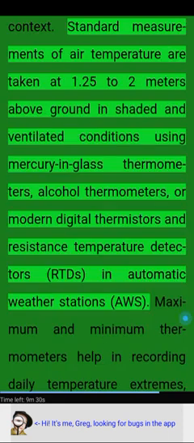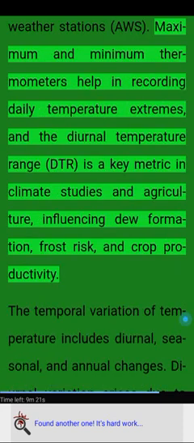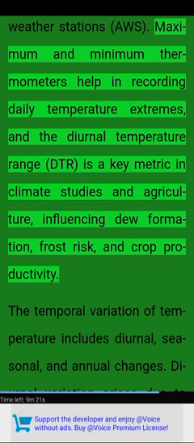Standard measurements of air temperature are taken at 1.25 to 2 meters above ground in shaded and ventilated conditions using mercury-in-glass thermometers, alcohol thermometers, or modern digital thermistors and resistance temperature detectors (RTDs) in automatic weather stations (AWS). Maximum and minimum thermometers help in recording daily temperature extremes, and the diurnal temperature range (DTR) is a key metric in climate studies and agriculture, influencing dew formation, frost risk, and crop productivity.